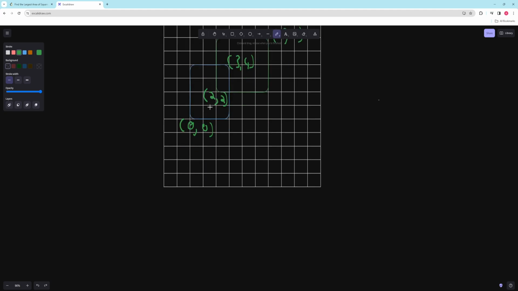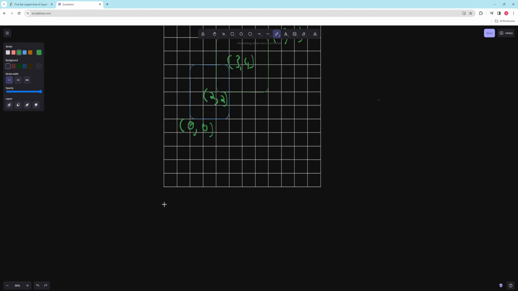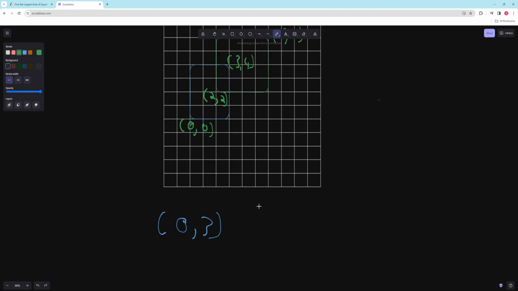So let's do that. For X, it covers a range of 0 to 3, right? Because we have the small X value and the big X value. So for this blue square, it covers a range of 0 to 3, and for this green square, it covers a range of 3 to 6. This is the X range. And they can be in whatever order you want.